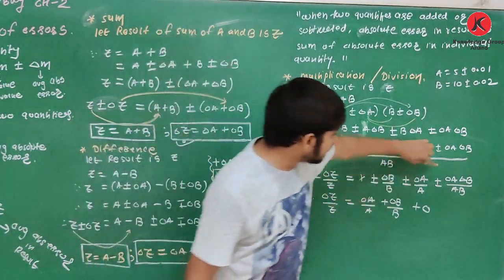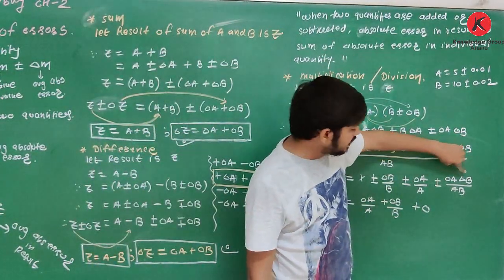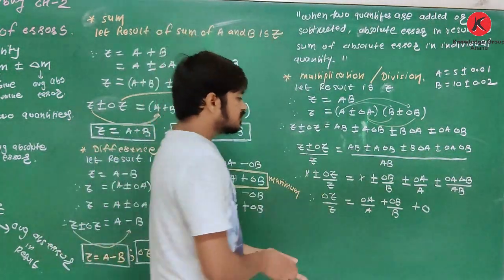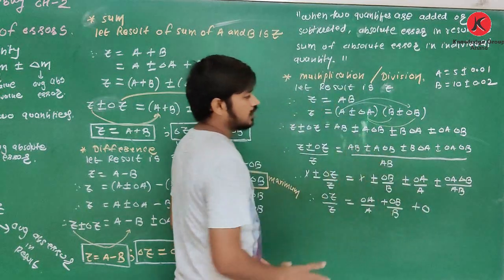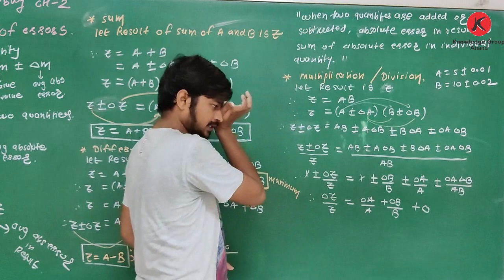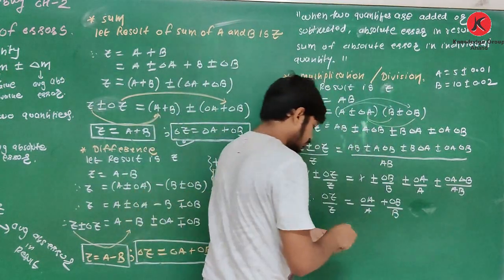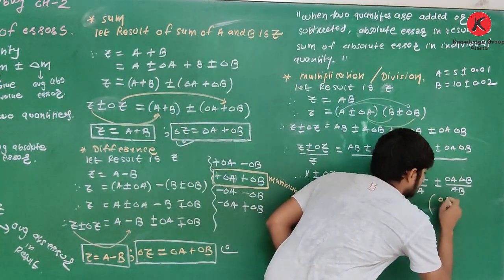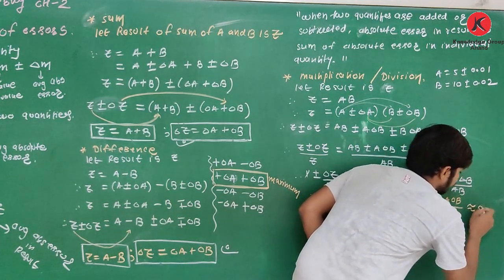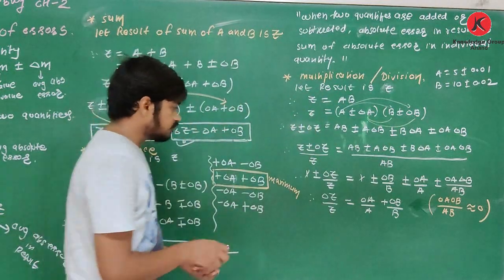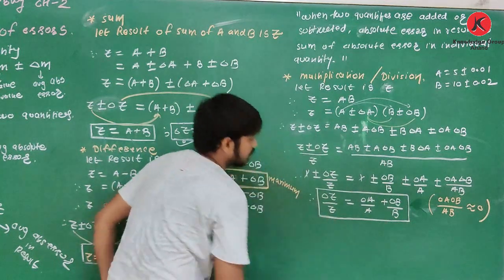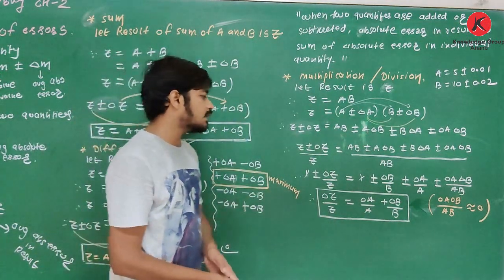Okay, so this delta A is the error in A, delta B is the error in B, and the error is smaller than the measurement. So this term will be nearly 0, and you have to write here that it is 0. Delta A delta B upon AB is nearly equal to 0. Then what is the result here? The result is delta Z upon Z is equal to delta A upon A plus delta B upon B.